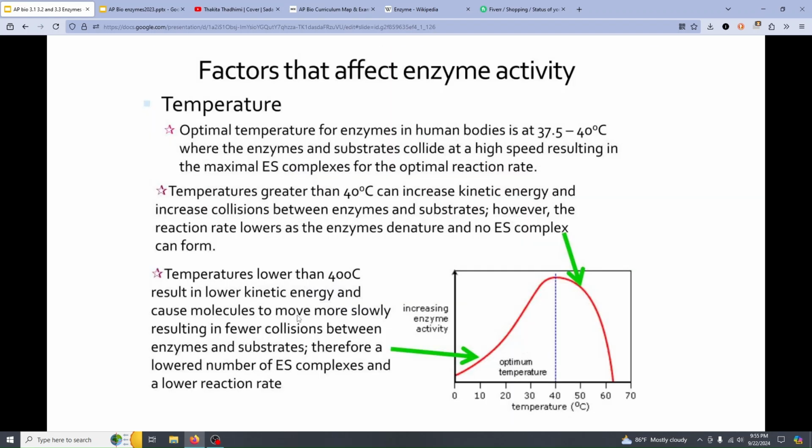Same thing if you reduce the temperature, this is not 400 Celsius, it's 40 degrees Celsius. If the temperature is lower than 40 degrees Celsius, it results in less movement. Okay, so just by looking at a graph, you can interpret it. You can say, okay, here is the optimal temperature. Too much is denaturation. Too little, it's not going to be good, because there's not enough energy for the enzymes to move around and find each other.